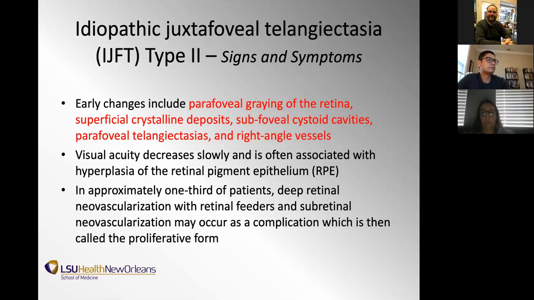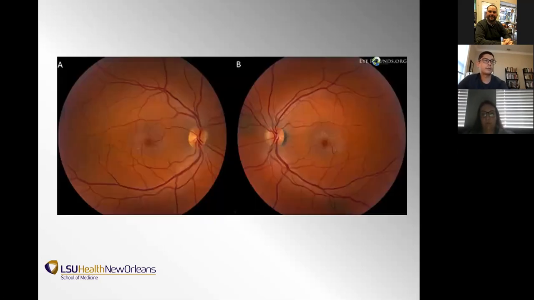In approximately 1/3 of the patients, deep retinal neovascularization with retinal feeders and subretinal neovascularization may occur as a complication, which is then called the proliferative form. This picture is from one of the references that I looked up, and our patient did not quite have the crystalline deposits, so I thought I'd share these fundus images with you, and you can nicely see these crystalline deposits, especially in the left eye.